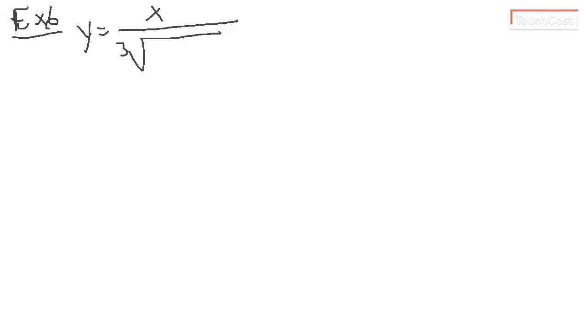We're going to look at example 6. We're going to have y is equal to x over the cube root of x squared plus 4. So we can rewrite this as x over x squared plus 4 to the 1/3.